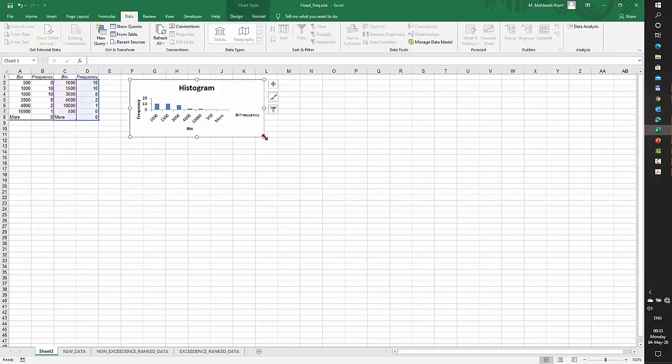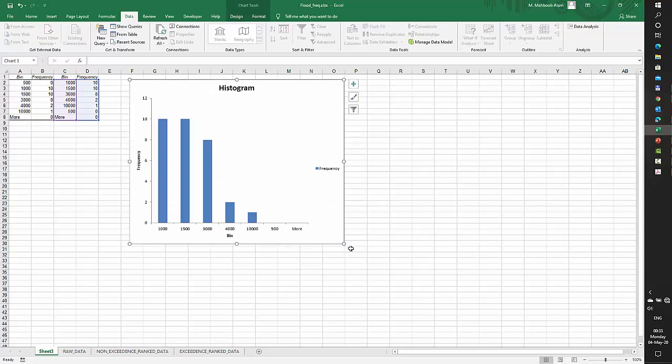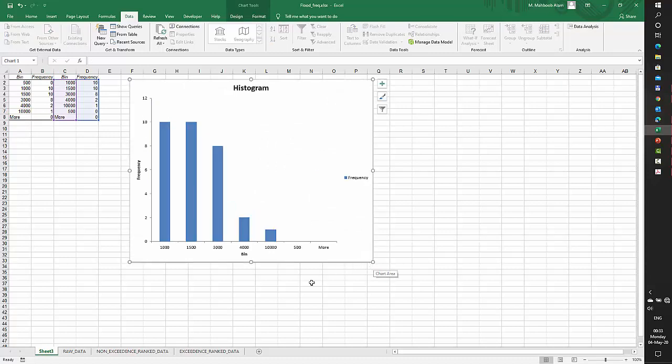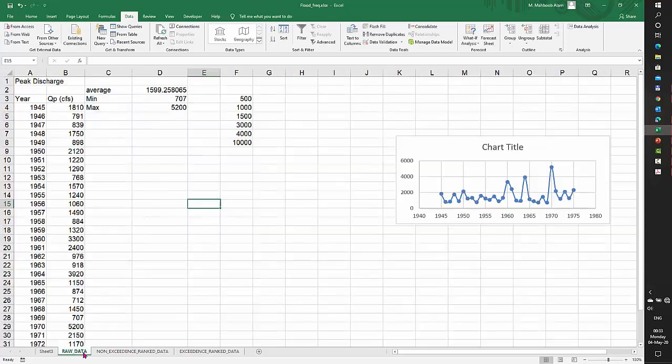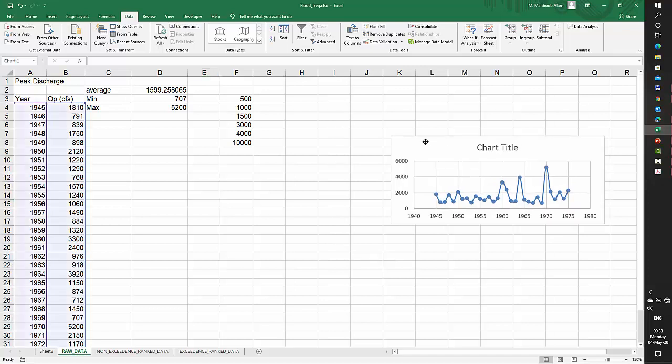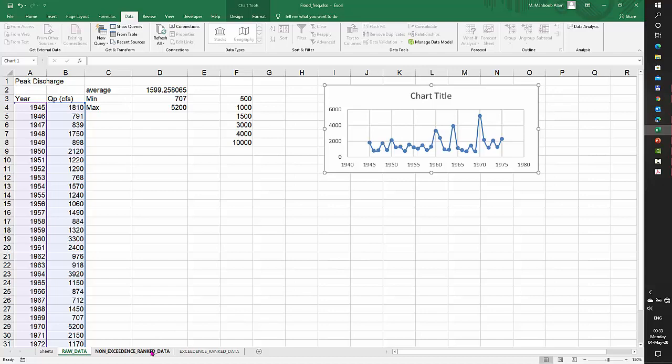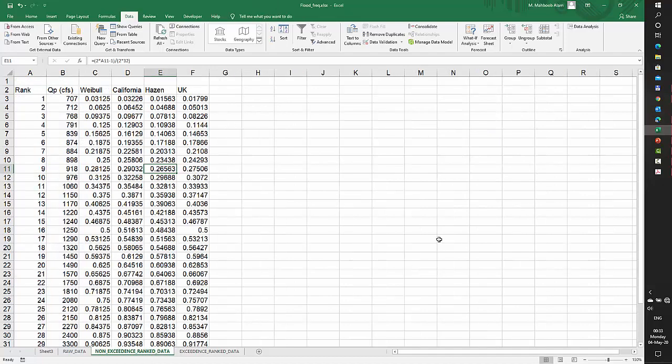Excel would also give you the histogram in terms of a chart, so very clearly you would be looking at the frequency. So these are now my frequencies. From 0 to 1000 I have 10 values, and then 1500 those values. So clearly I can have an idea of how the frequency of my data is. So this was very briefly about how to calculate the frequencies in Excel. Another important thing that we need to calculate is the non-exceedance probabilities.